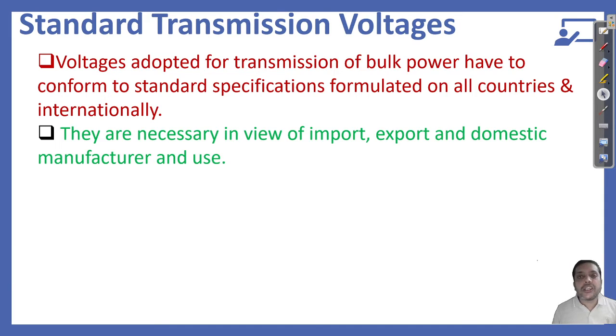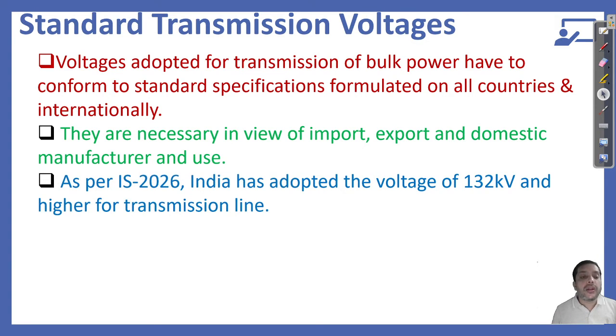We need various equipment for the EHV transmission substation, so that must be adaptable at the international level also. So we have to follow the national standard as well as the international standards while designing the voltages. As per Indian Standard, India has adopted 132 kV voltage and higher voltages for the transmission line. So 132 kV and higher is used for primary transmission.